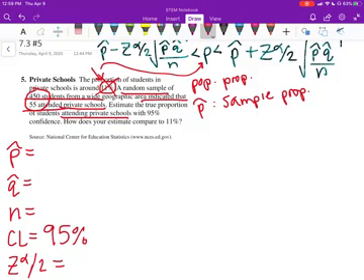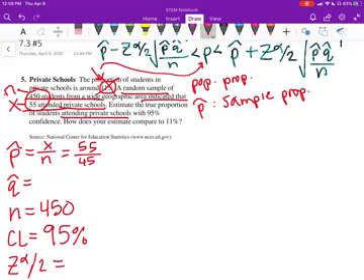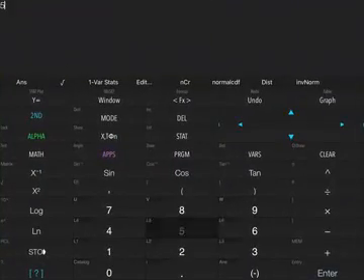And remember, they don't give us a percent for p hat, but they do give us an x and an n. So they sampled 450 students, that's our n. So n is 450. And remember, p hat is x over n, and our x here is 55, and our n is 450. So let's put that in our calculator, 55 divided by 450.